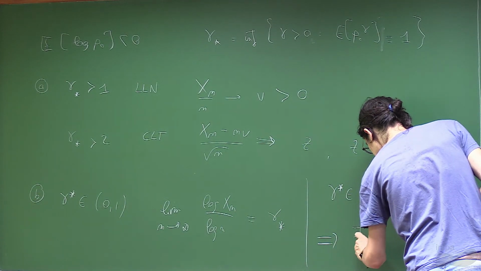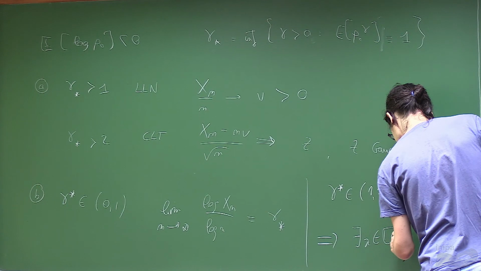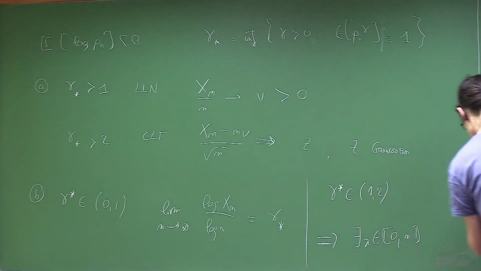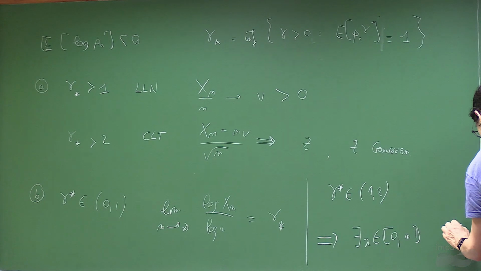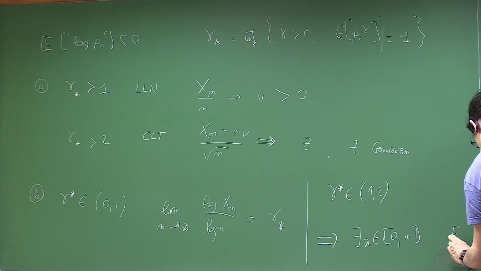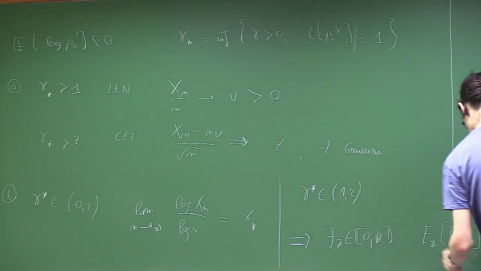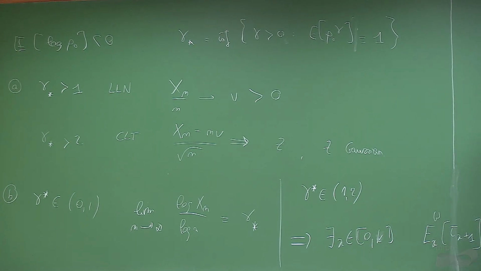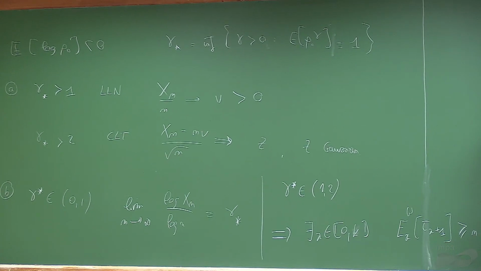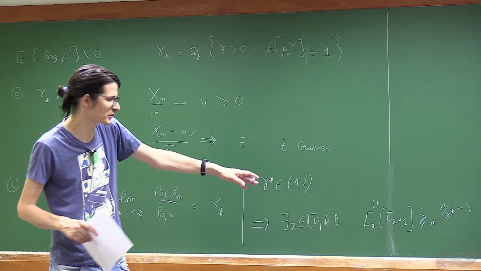So this implies that there exists an x between 0 and n such that the expectation of the passage time from x to x plus 1, let me put a k here, is larger than n to the 1 over gamma star, minus delta to be on the safe side. This is what the potential barriers tell you.